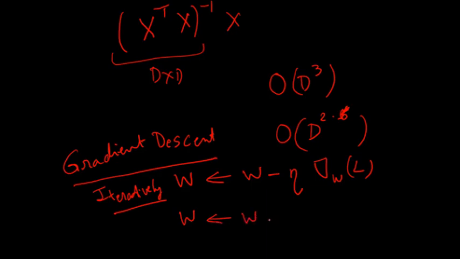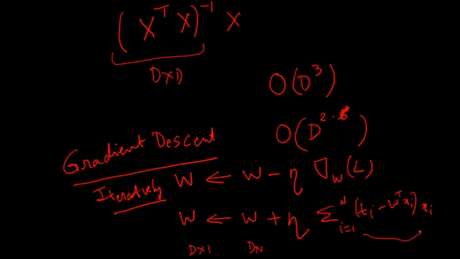And here basically, when we compute this derivative, the update equation for W will have this step size, and then a sum over i equal to 1 to n of (Ti minus W transpose xi) times xi. So this is d cross 1, this is a scalar, so 1 cross 1, and this is again d cross 1. So always ensure that your dimensions match out. And this summation, and everything else that you see, is the negative of the gradient.